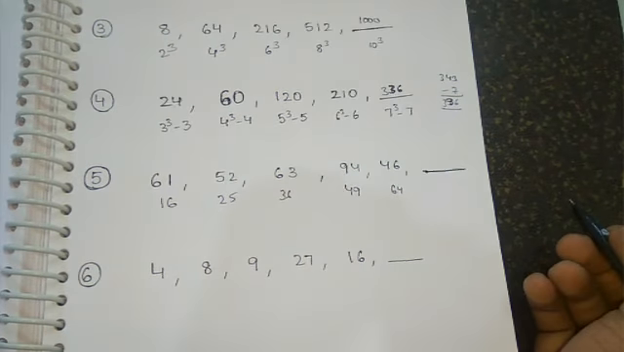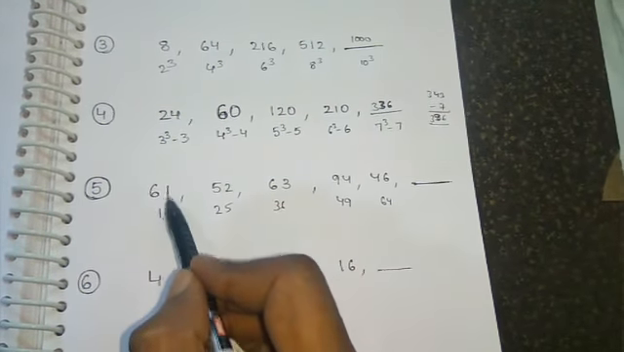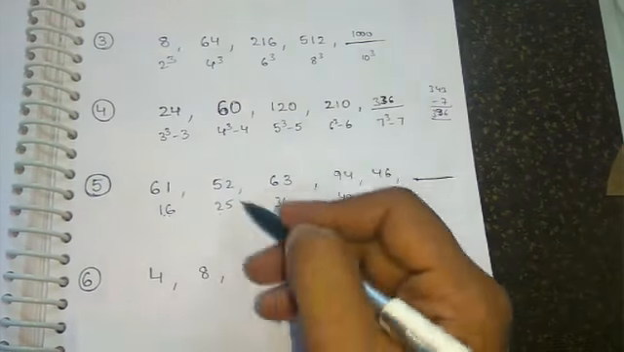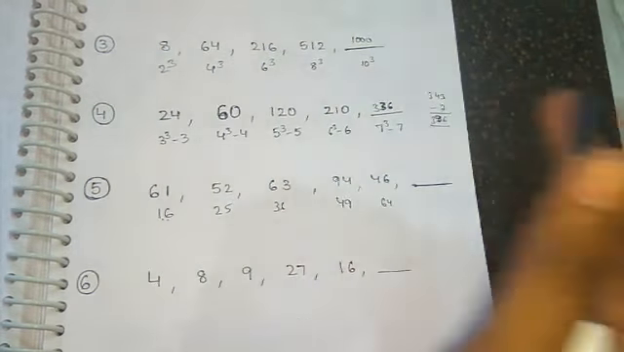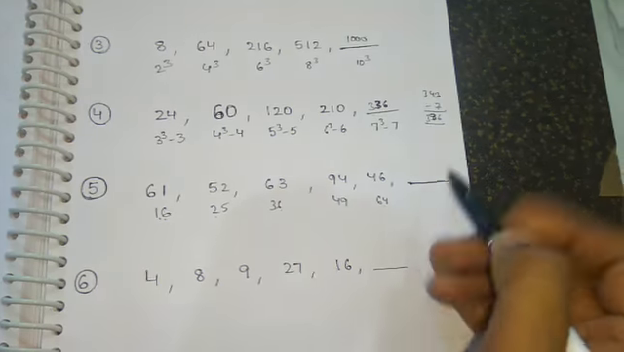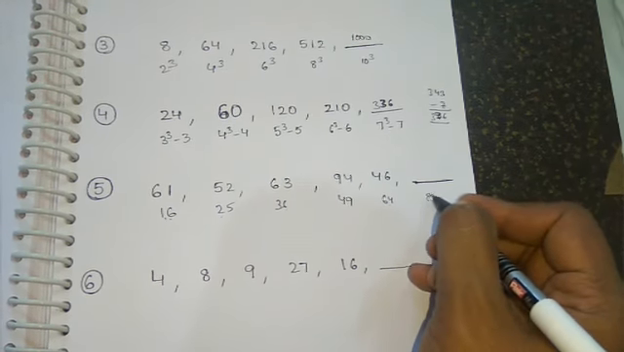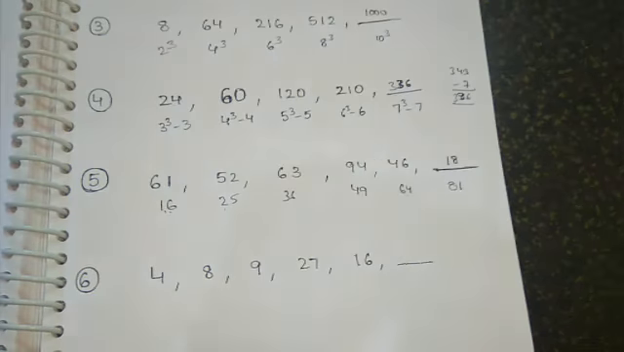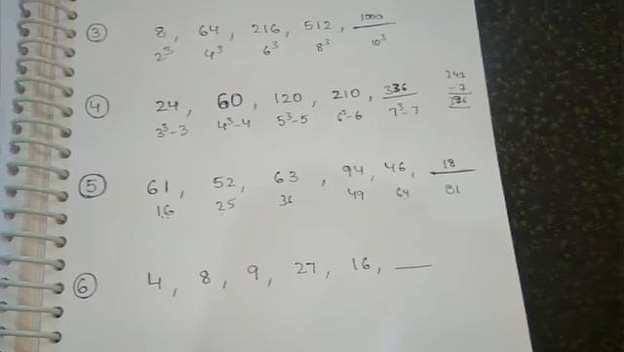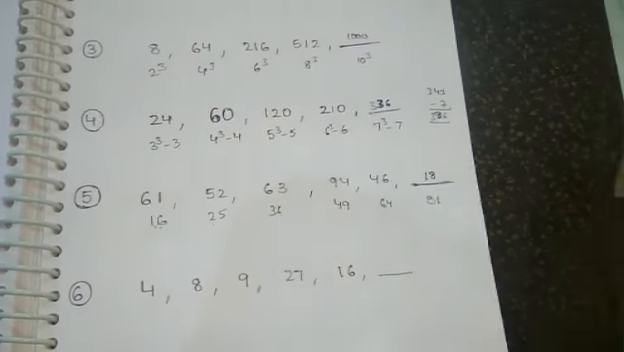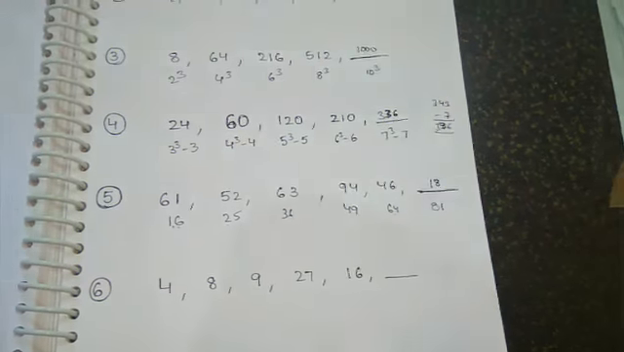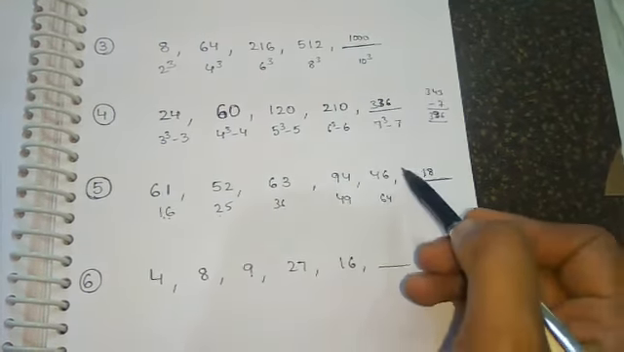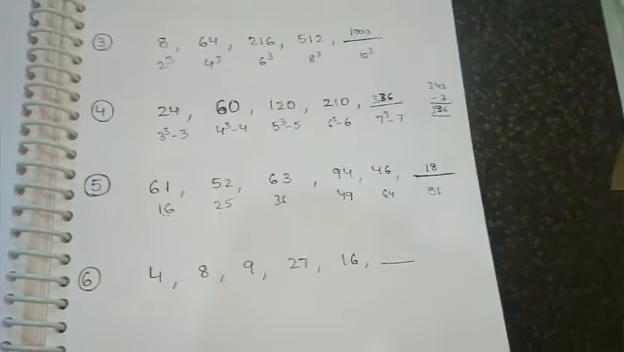See what they are doing: 4 square is 16, 5 square, 6 square, 7 square, 8 square. They just inverted the digits. So 8 square, and what will come? 9 square. 9 square is 81. So the inverted number is 18. 18 will be the answer. Sometimes they may ask questions of this type also, so you should be very thorough in squares and cubes.